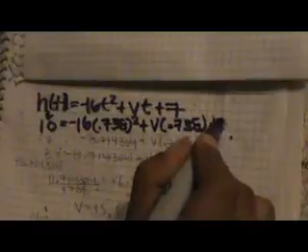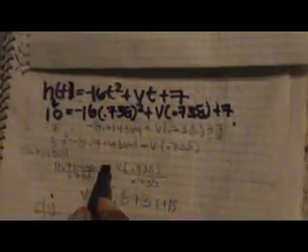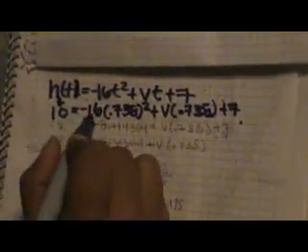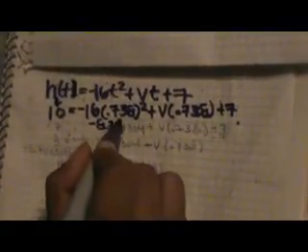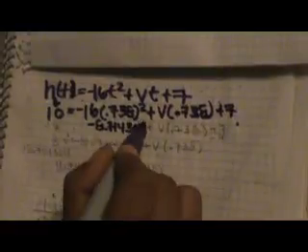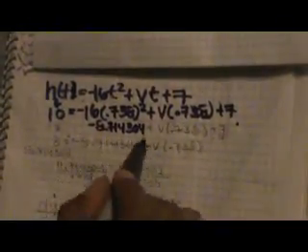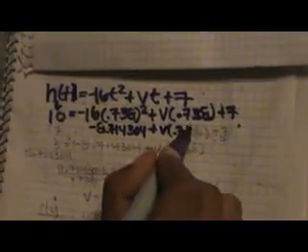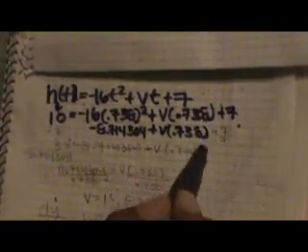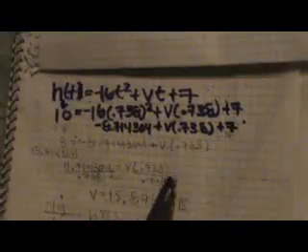So your equation is h of t equals negative 16t squared plus v times t plus 7. So substituting 10 for h of t, you're going to have 10 equals negative 16 times the time, so 0.738 squared, plus v times 0.738 the time, plus 7.